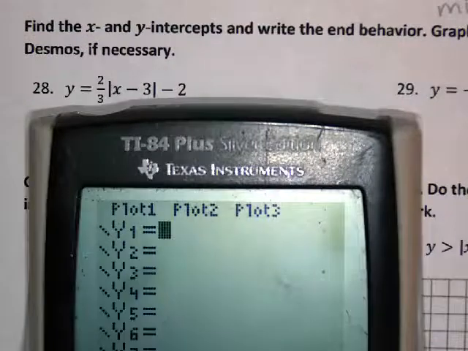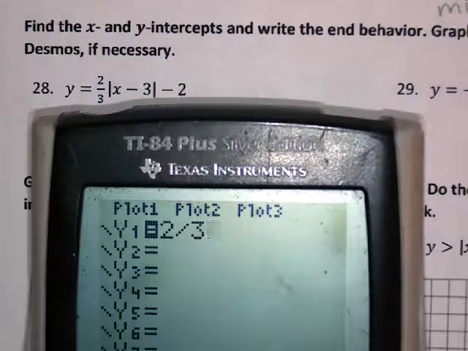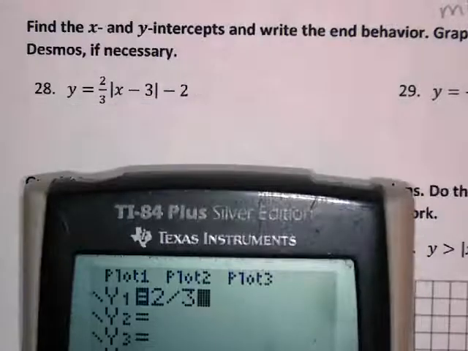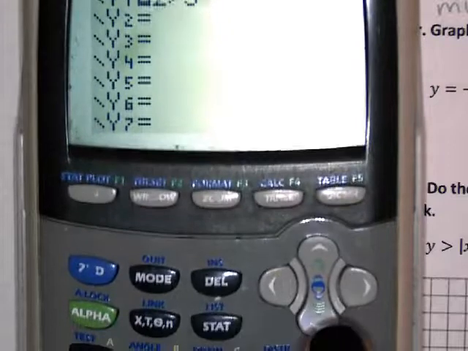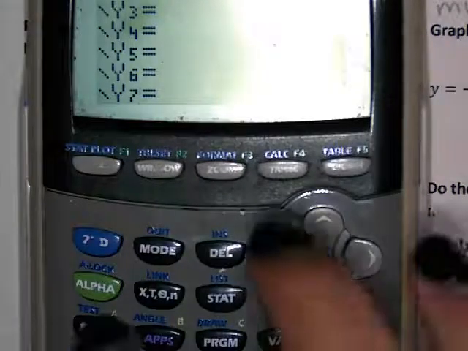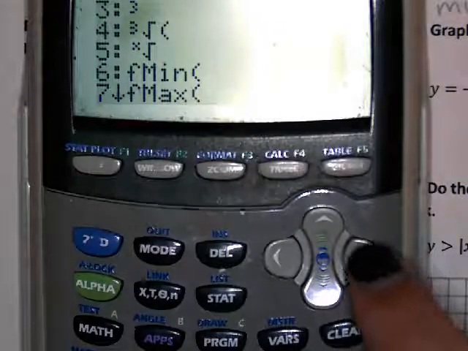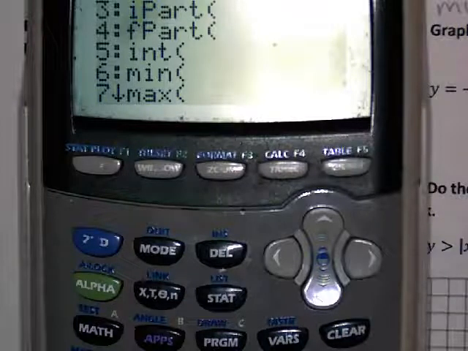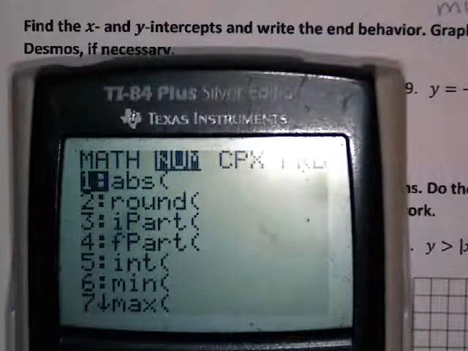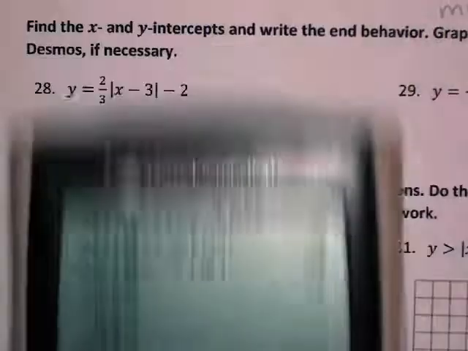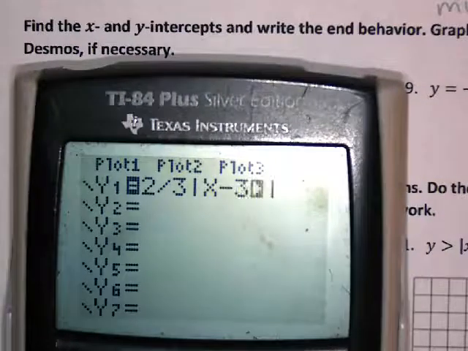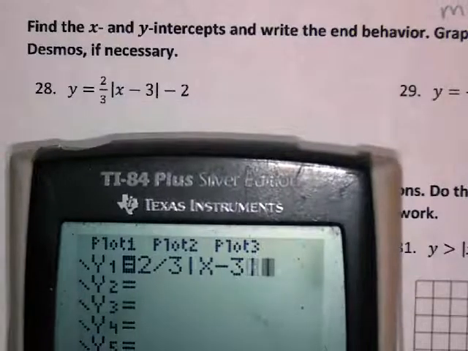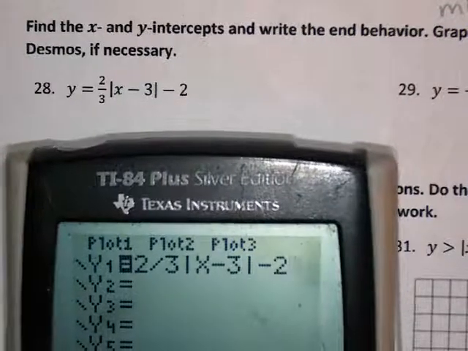So I'm going to type 2 divided by 3. If you want to type it as a fraction this time, it's fine. I won't mess anything up because we're not actually graphing. So 2 divided by 3, I'm going to hit the math button. There it is. Math. I'm going to go over to number, the second list, and then absolute value is the first one.